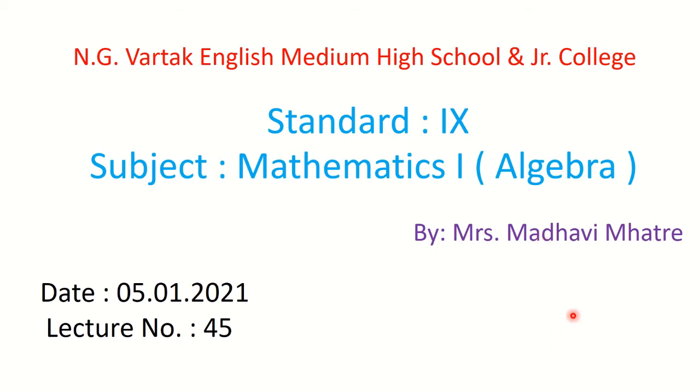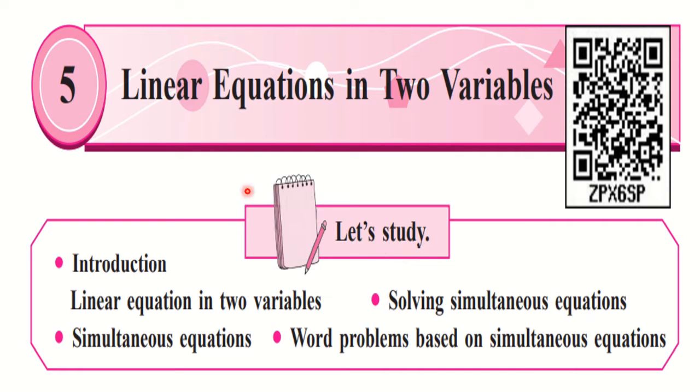All of you know that we have started with chapter number 5. The name of the chapter is Linear Equations in Two Variables. In that we have studied topics of linear equations in two variables. We have seen the general form of linear equation in two variables, that is ax plus by is equal to c. Then we have seen the meaning of simultaneous equation. That is, when we think of two or more linear equations at the same time, they are called as what? Simultaneous equations. Then we have seen the methods to solve the simultaneous equation.